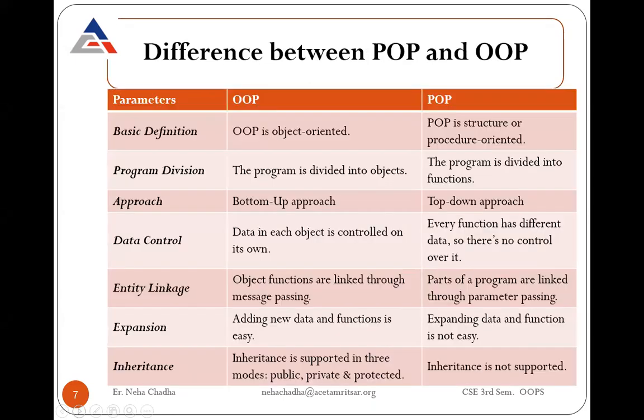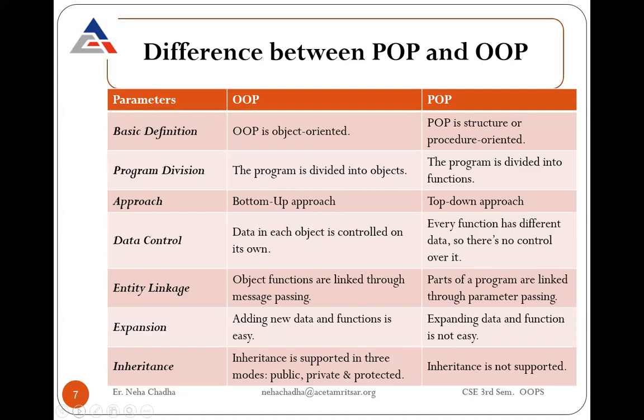Now coming to the difference between procedure-oriented programming and object-oriented programming. Basic definition: OOP stands for Object-Oriented Programming and POP stands for Procedure-Oriented Programming. Program division: as the name suggests, in object-oriented programming the program is divided into objects, whereas in procedure-oriented programming the program is divided into functions. Here the emphasis is on the object, but in procedure-oriented programming the emphasis is on the functions.